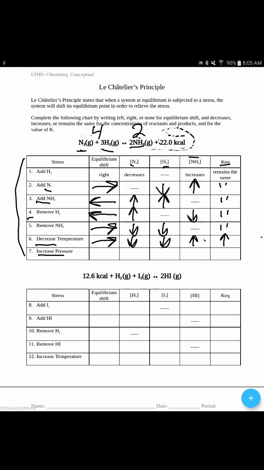So if the pressure increases, that means the system wants to decrease that pressure by shifting towards the side with fewer moles of gas. Okay? If the pressure increases, then the system is going to want to shift towards the fewer moles of gas, so it will shift to the right. When it shifts to the right, the reactants decrease, the products increase, and again, the temperature is not changing, so the KEQ stays the same.